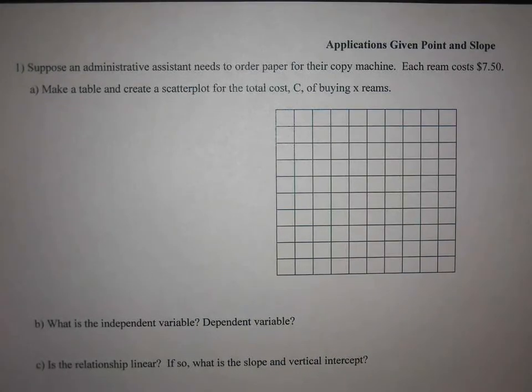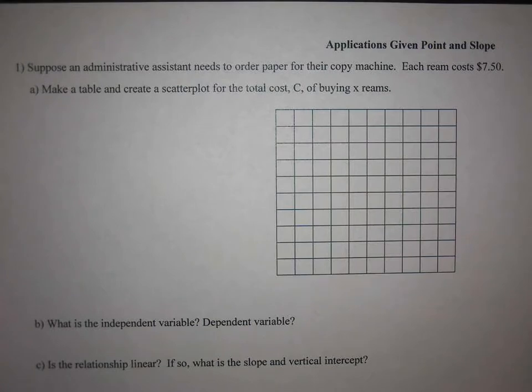We'll look at applications involving point and slope. Suppose an administrative assistant needs to order paper for their copy machine. Each ream costs $7.50, so make a table and create a scatter plot for the total cost, C, of buying X reams.